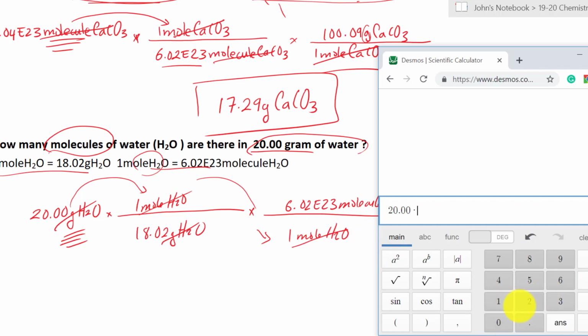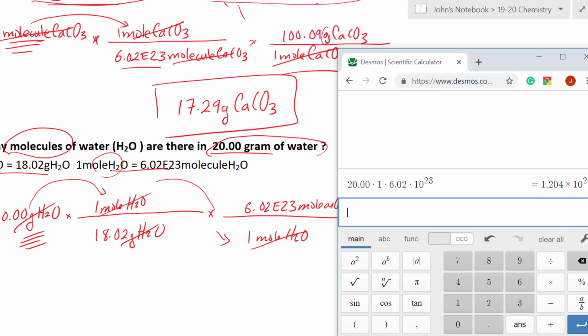So we have 20.00 times 1 times 6.02. And remember this E right here, that's times 10 to the power of something, times 10 to the power of what? 23. So now, how do we move this out to make it lowercase again? By just click somewhere out here on that space. Then we have our answer on top, right? So press enter, and that is our answer.